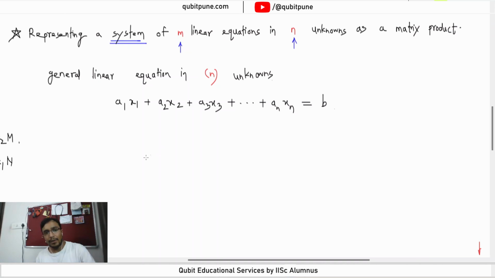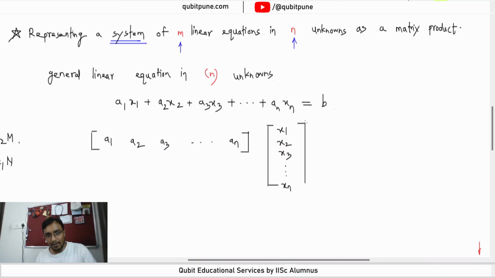Now, if you understand that, I can write this as the matrix product a1, a2, a3 up to an into x1, x2, x3 so on till xn equal to b. You will quickly understand that when we have m linear equations instead of 1, there will be additional m rows below a1, a2, a3, up to an. Do you follow this? Yes, sir.